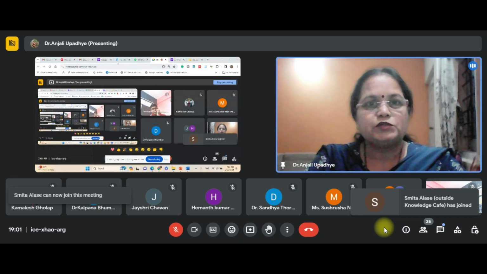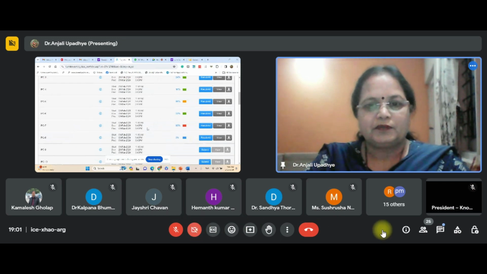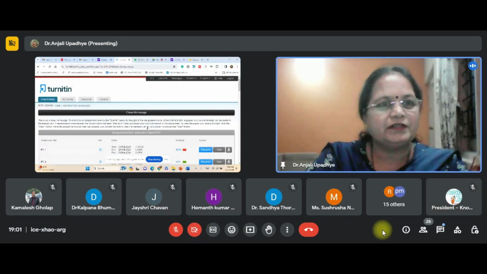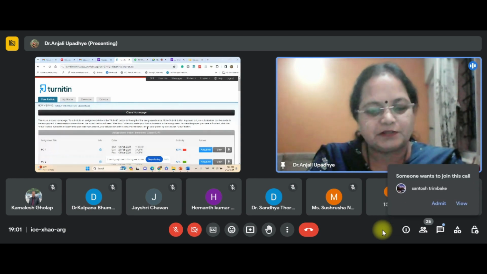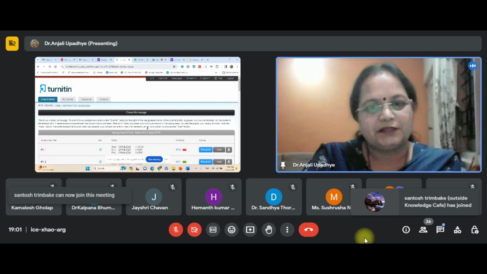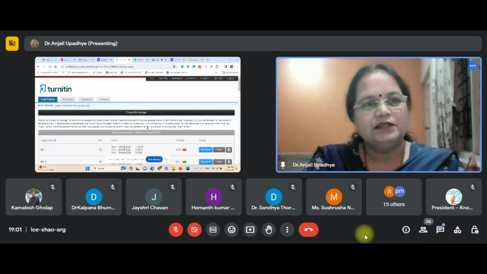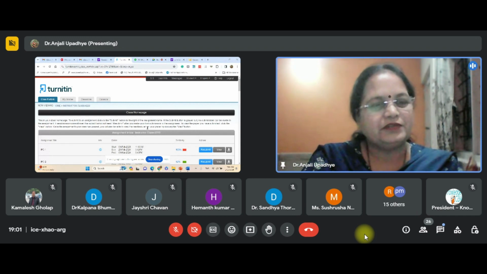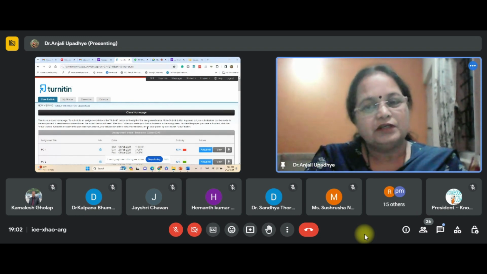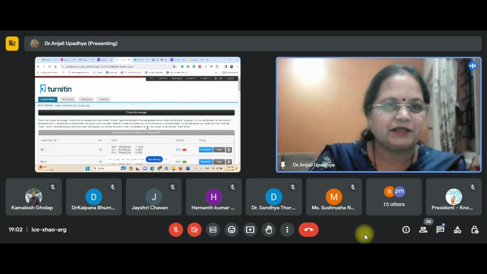So here is the software Turnitin. You can see the view of Turnitin is like this. There are so many plagiarism checker or plagiarism detector softwares available in the market. But I feel this is a very easy software where we can upload the file very easily, check the original file, check the plagiarism, and see exactly from which websites and which paragraphs have been plagiarized.